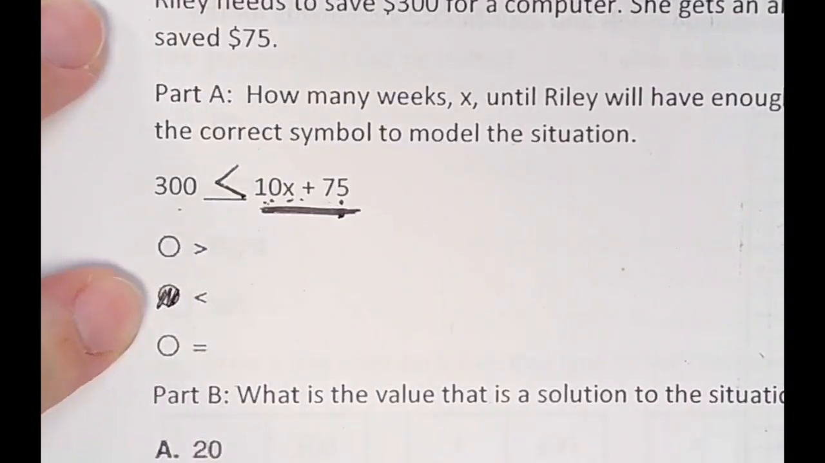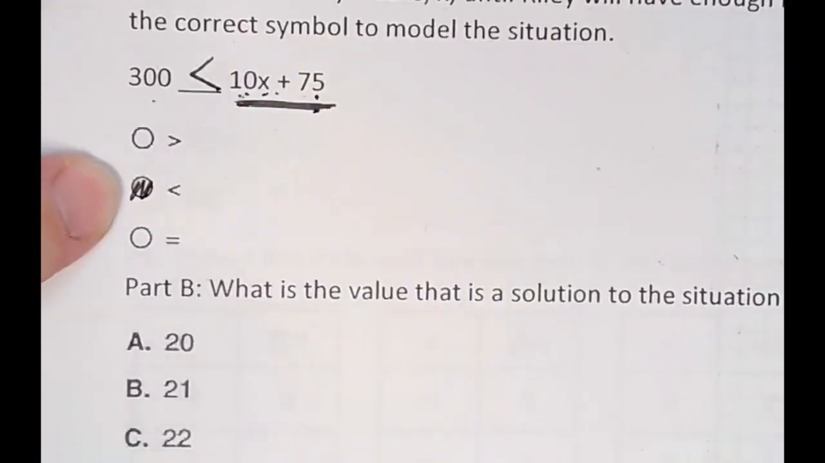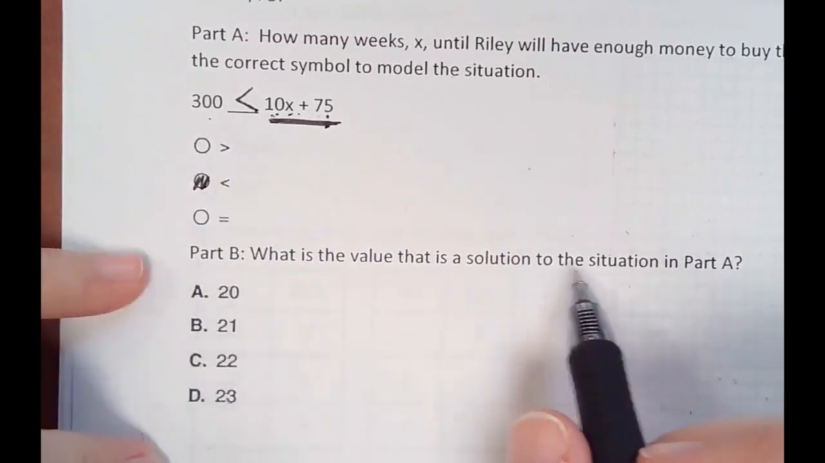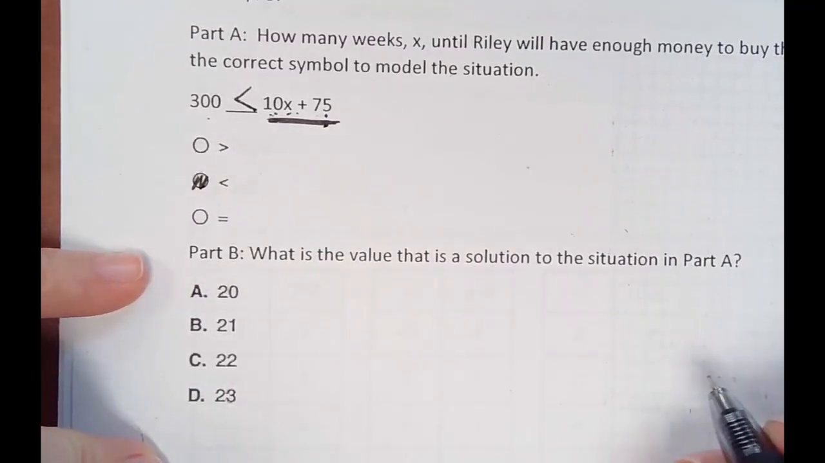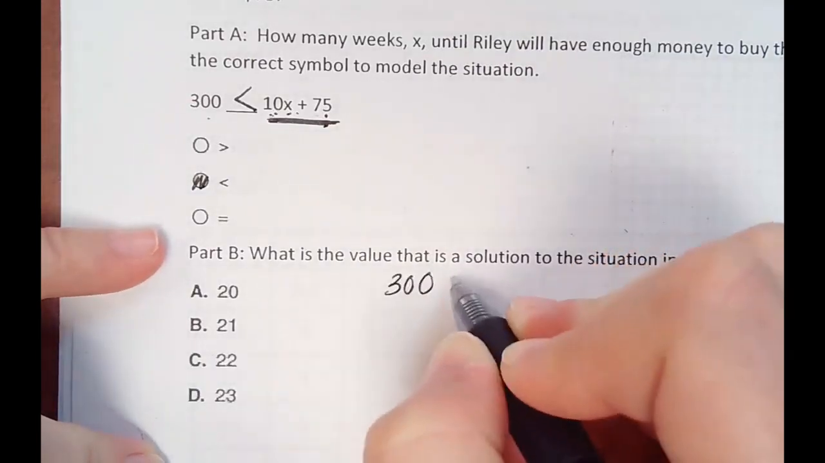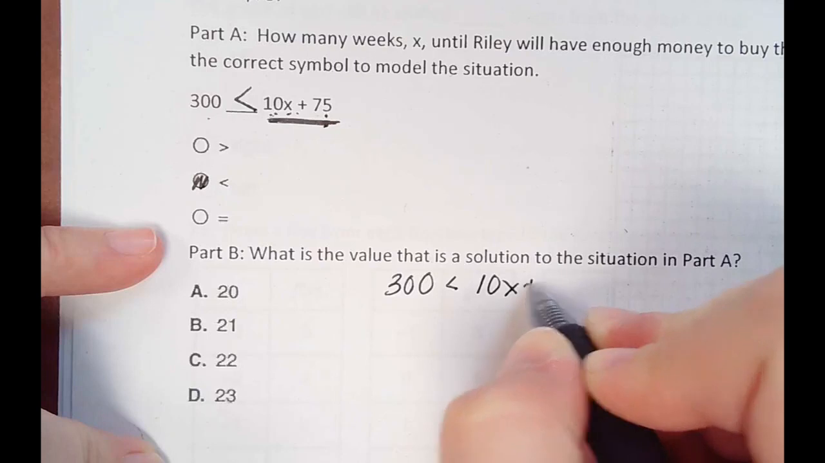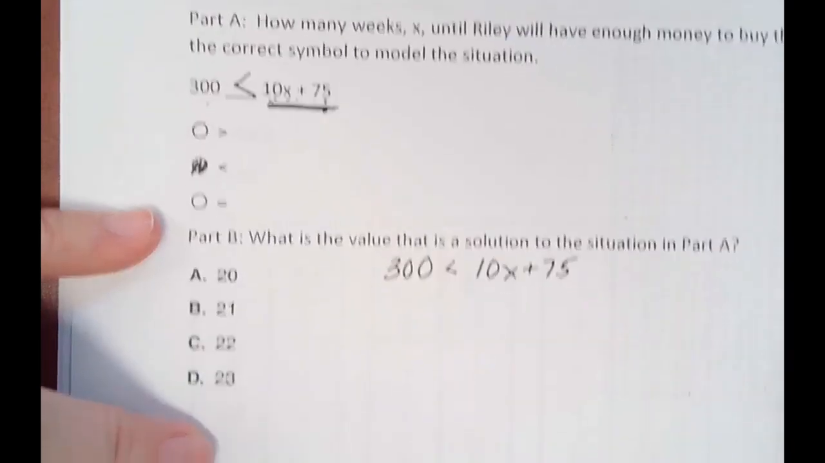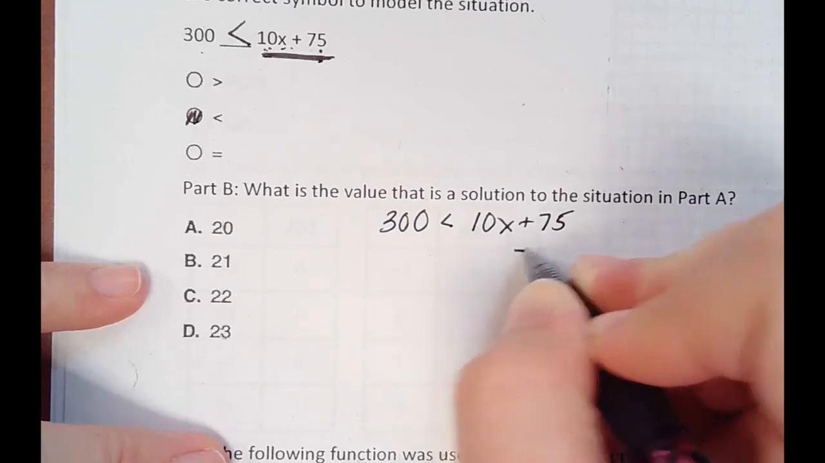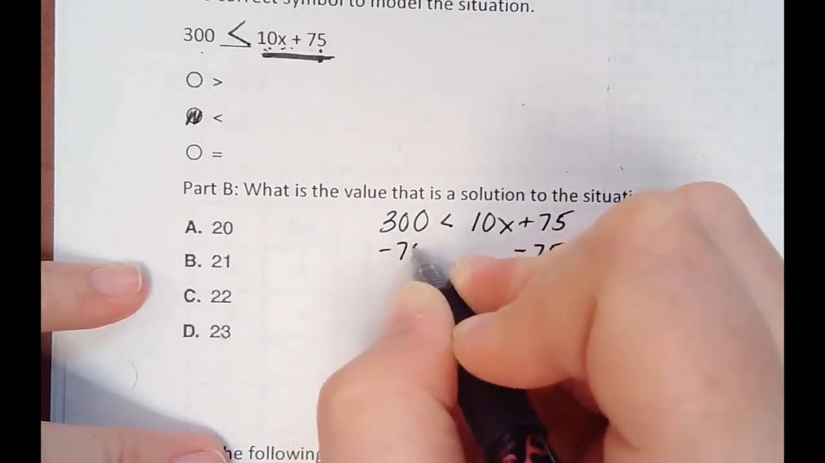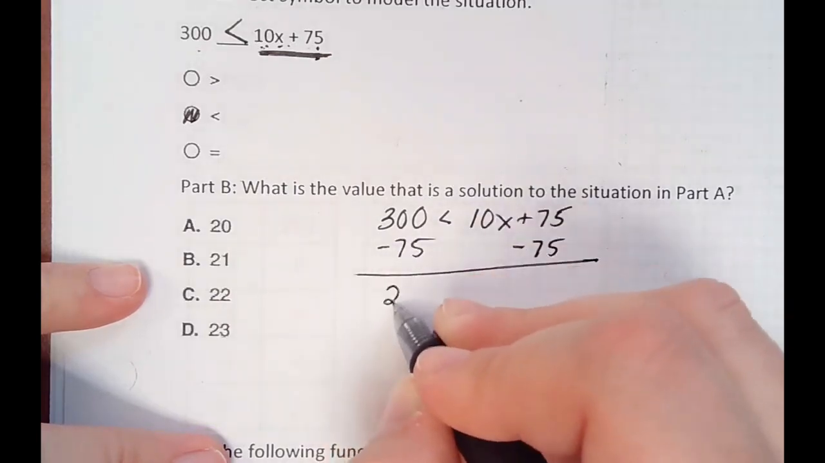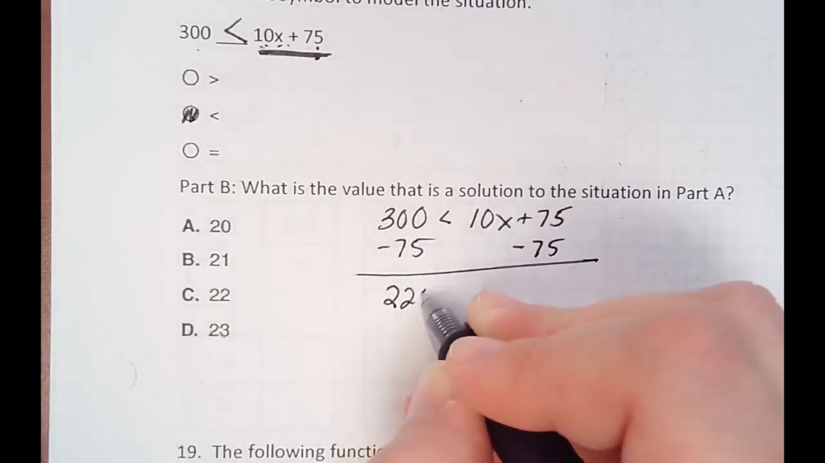Part B says, what is the value that is a solution to the situation in part A? So we need to solve for x. So we have 300 less than 10x plus 75. So we need to get x alone. So subtract 75 on both sides. 300 minus 75 is 225, less than 10x.